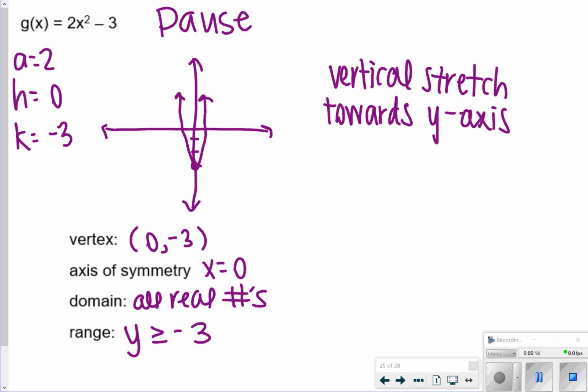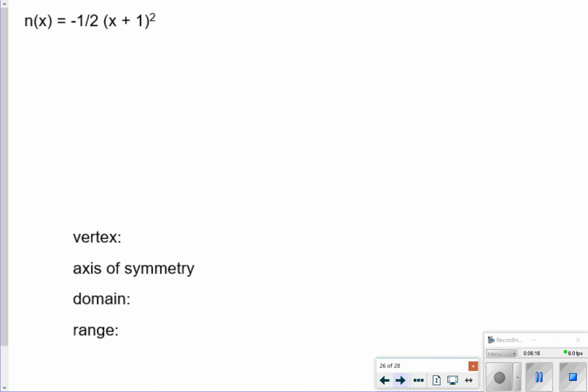Okay. Then our last one, let's go ahead and try this one. Again, let's find the values of a, h, and k. Graph it, and then determine the vertex, axis of symmetry, domain, and range. So let's go ahead and pause here so you can try this one, and then click play when you're done.